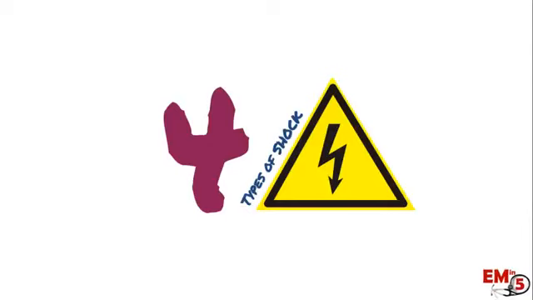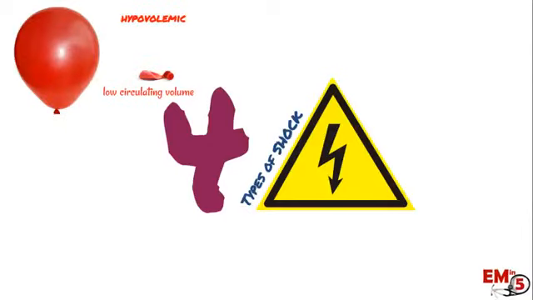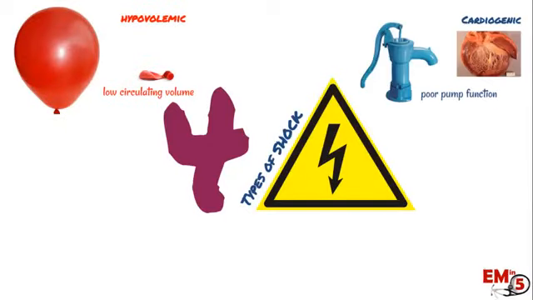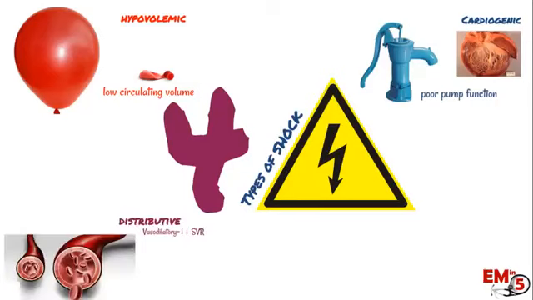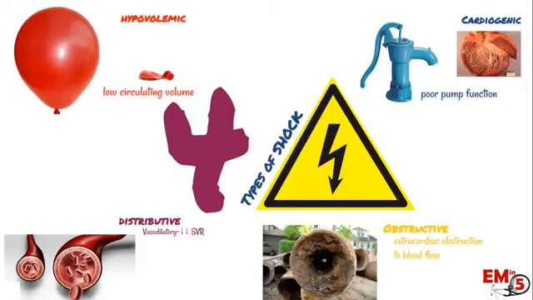So just to review, the 4 types of shock are hypovolemic, that's a low circulating volume. You have cardiogenic shock, where your pump function is very poor. You have distributive shock. This is the one we think about a lot in the ER. Vasodilatory, your low systemic vascular resistance. This is your sepsis, anaphylaxis, neurogenic. And then lastly, we have obstructive, which is where you have the extra cardiac obstruction to blood flow, like PE and tamponade.